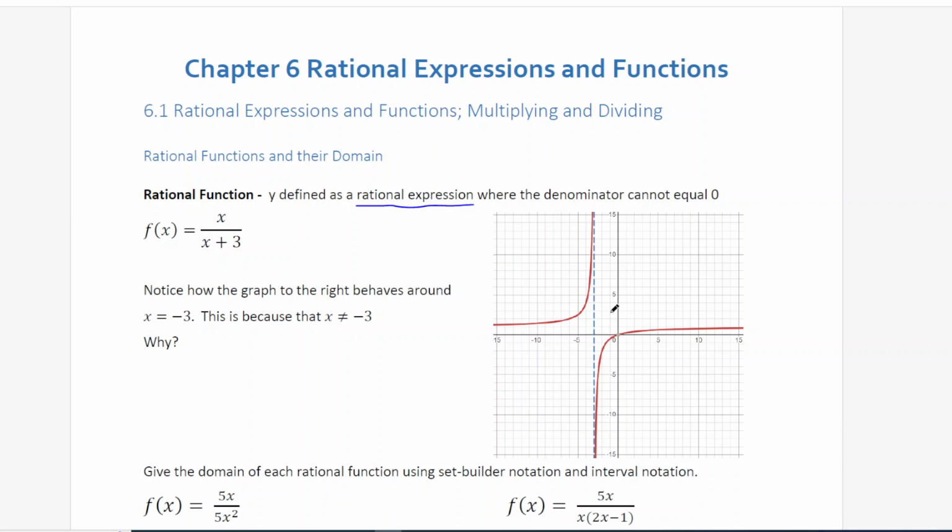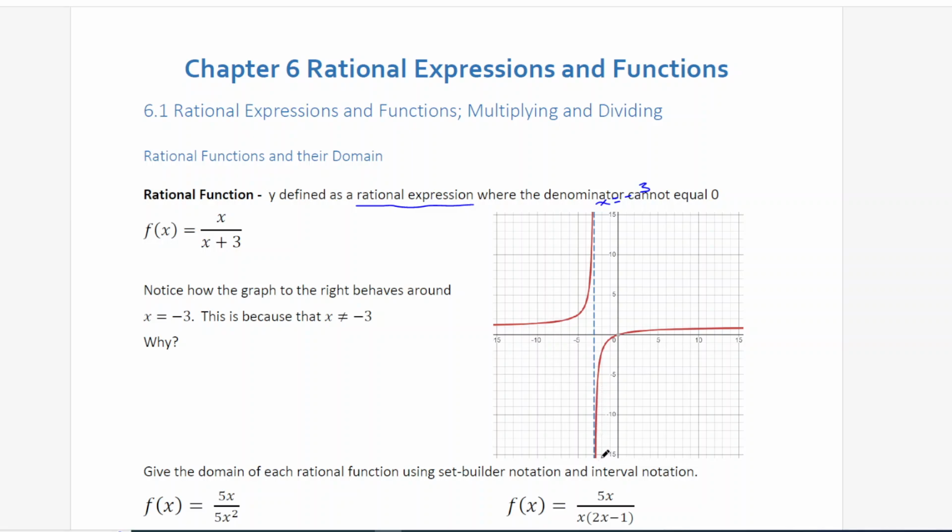And this is the graph of this rational function. So this is y equals x divided by x plus 3. And what I want you to notice is how the graph behaves around x equals negative 3. So I drew a dotted line here to show x equals negative 3. And you'll notice that the graph itself is the red graph. So as the red graph approaches this dotted blue line, it gets close to it, but it never quite reaches it. And same thing this way. You'll notice the graph gets closer and closer, but never actually reaches it.